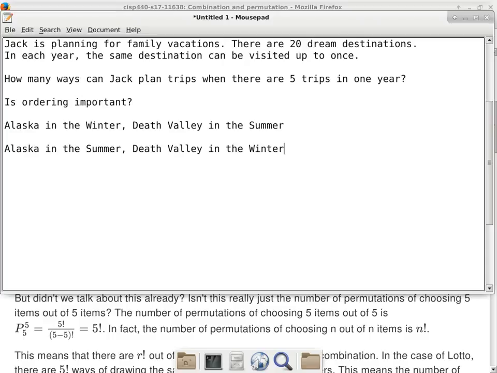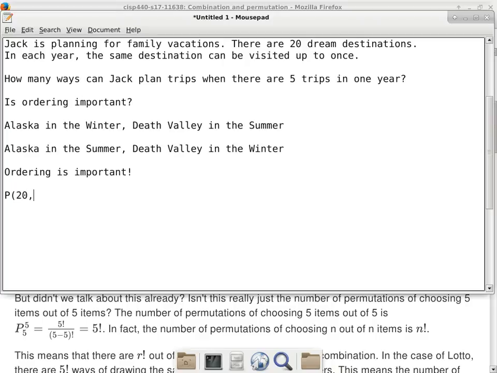So ordering is going to be important. So you need to ask that question: is ordering that important? So in this case, it is important. Okay. So ordering is important, which means what do we choose now? Permutation. Excellent. So permutation, what are we choosing out of? What is the number of options to begin with?